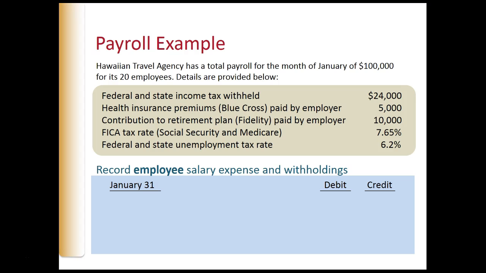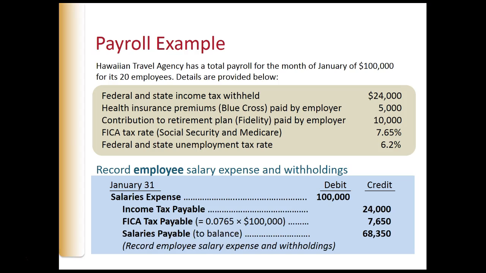Now, to help understand how employee and employer payroll costs are recorded, let's assume that Hawaiian Travel Agency has a total payroll for the month of January of $100,000 for its 20 employees. Its withholdings and payroll taxes are shown in this slide. The journal entry that's shown here records the employee's salary expense, withholdings, and salaries payable on January 31st.